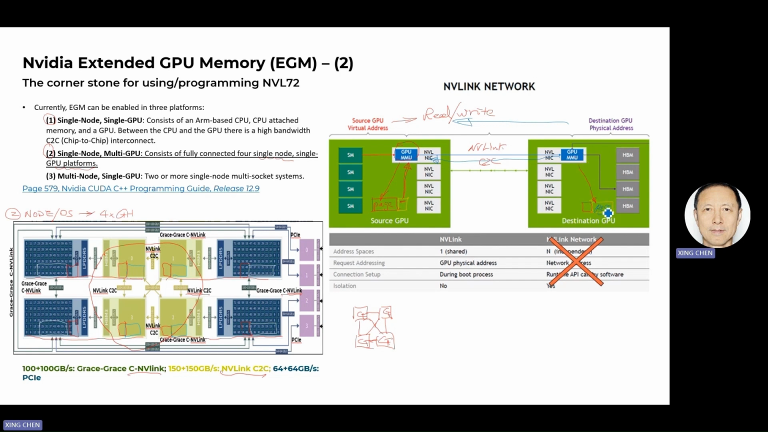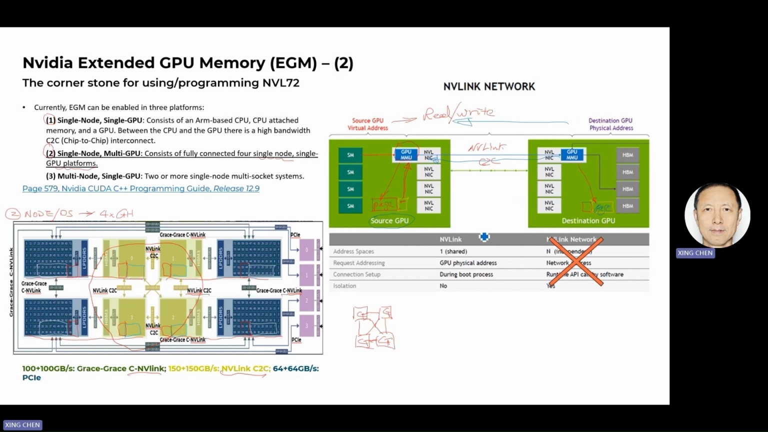The destination GPU first needs to check the page table to do the translation, and then is going to send a request to the NVLink network with the physical address that it wants to read, and then send to the source GPU. The source GPU should be able to read from that physical address and send this data back to the requester. Okay, this is how it works.